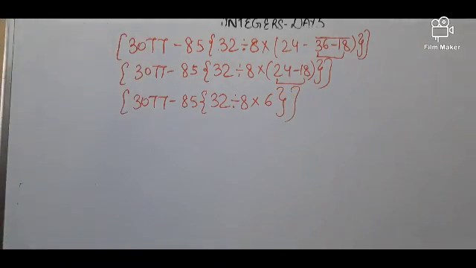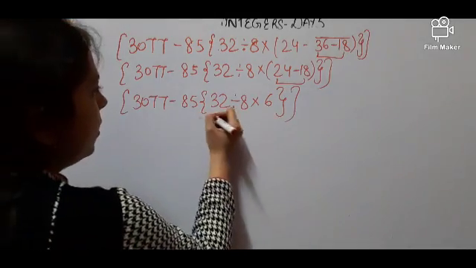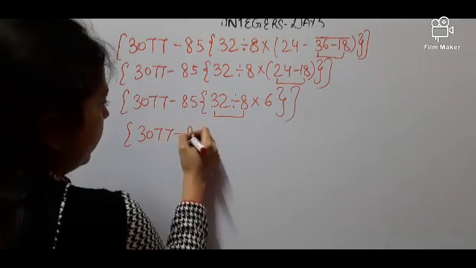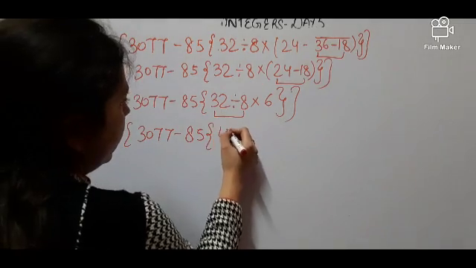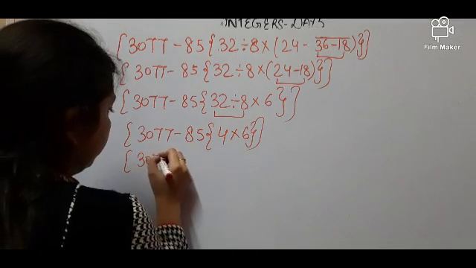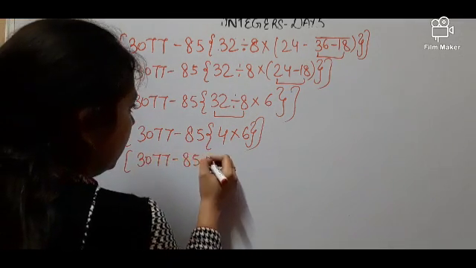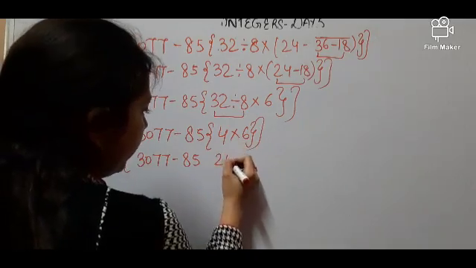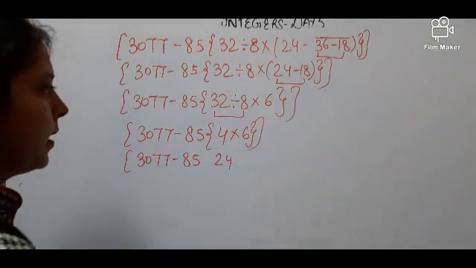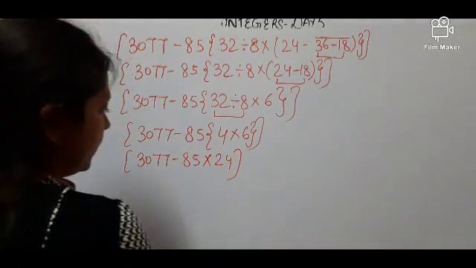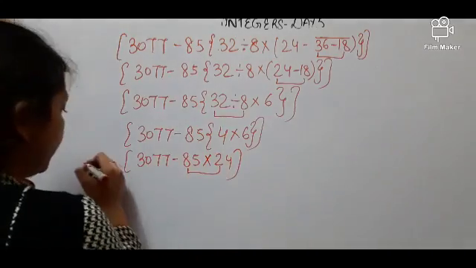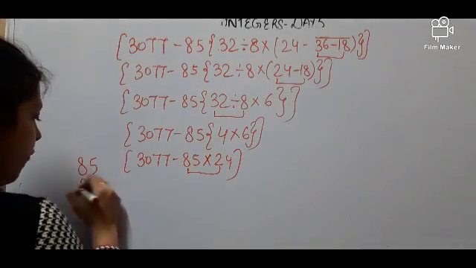Next we'll solve the curly braces, and in this bracket we will divide first. So 32 divided by 8 gives you 4, and 6 times 4 gives you 24. And see, again this bracket is not preceded by any sign, so we will consider the multiply sign. Now in this bracket we will multiply first. So let's multiply 85 times 4.